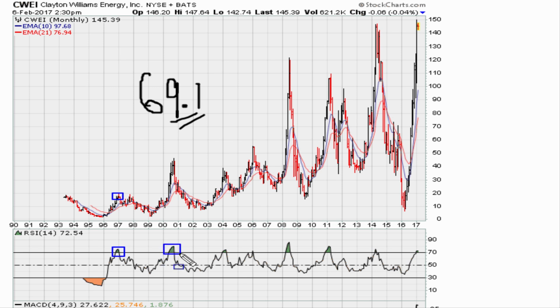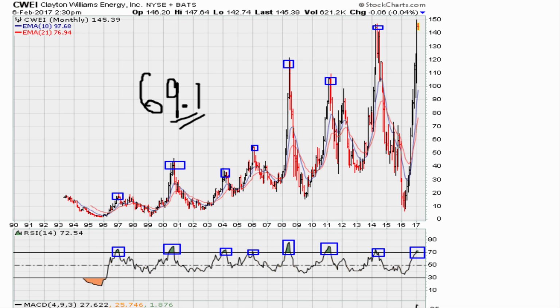Uniform action above 69.1 for the highs here in 2000. Uniform action rejection when trying to move and stay above 69.1 for the highs here in early 04. Uniform action rejection here for the highs of early 06. Uniform action above 69.1 and back below it for the highs here, there, and here. And now it is trading above 69.1.